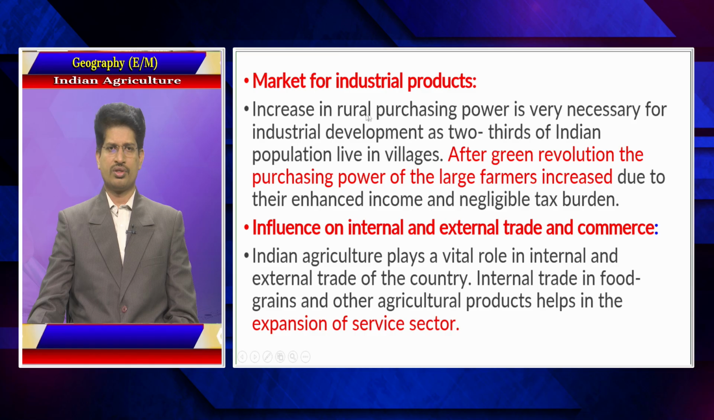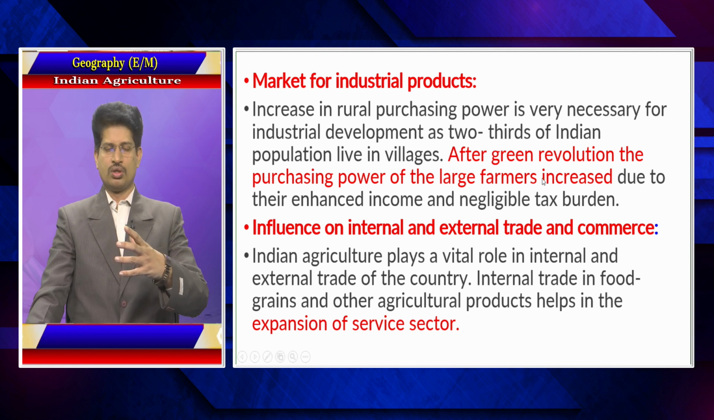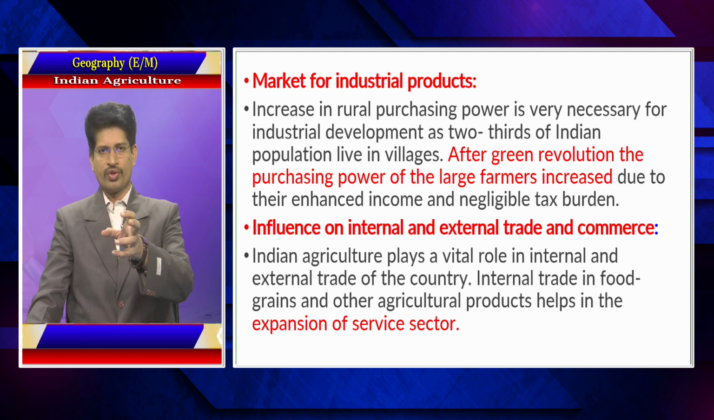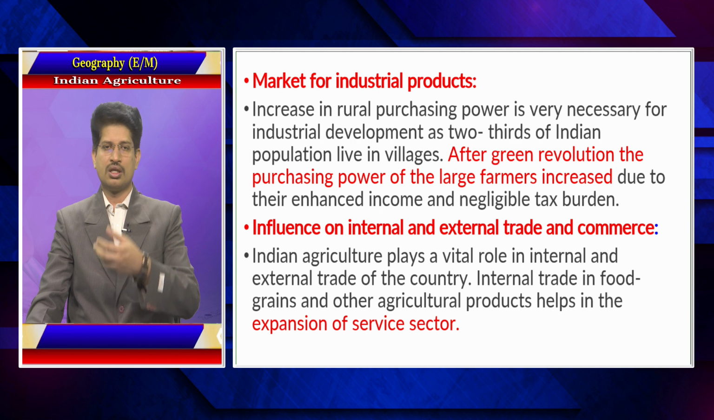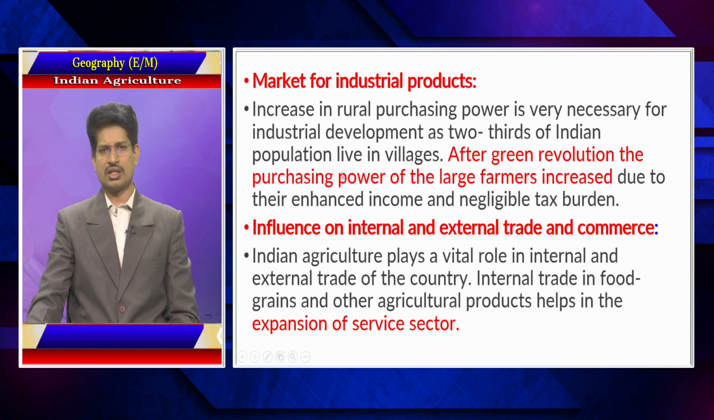Market for industrial production. An increase in rural purchasing power is very necessary for industrial development, and 2/3 of the Indian population lives in villages. After the Green Revolution, the purchasing power of the larger farmers has increased. Because the per capita income after the Green Revolution in certain pockets has increased, there is an increase in industrial production. So agriculture has impacted the secondary sector to develop.